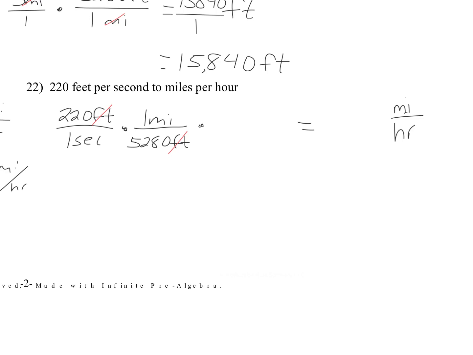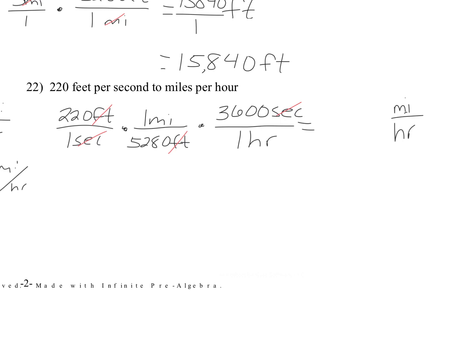Okay. Are we done converting? No. On the top, we have what we want, right? But what about the bottom? Bottom, we have hours and seconds. How many seconds are in 1 hour? 3,600. Where does that go? On the top? 3,600 seconds goes on the top. What goes on the bottom? 1 hour. You got it. What cancels out there? The seconds cancel.